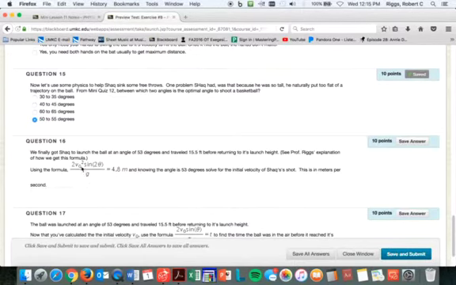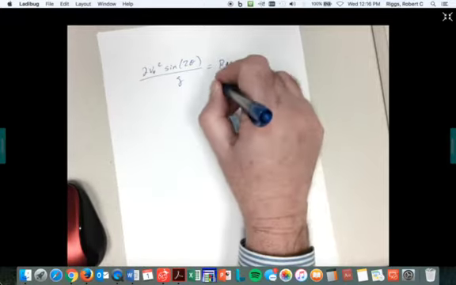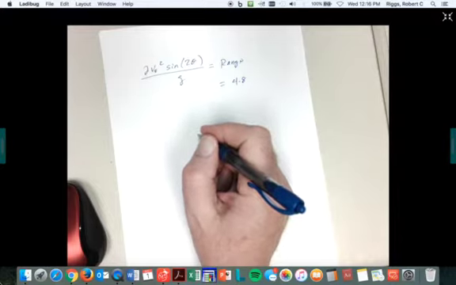Now we've got to find out what V naught squared is. So we've got this funky formula here: 2V naught squared times the sine of 2 theta, that old double angle formula, divided by G, is equal to the range. And the range of 4.8 meters is 15.5 feet, in meters. So this equals 4.8.